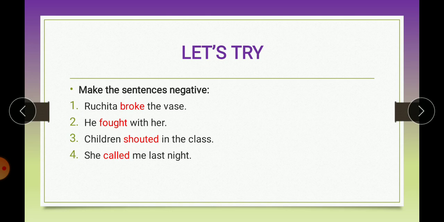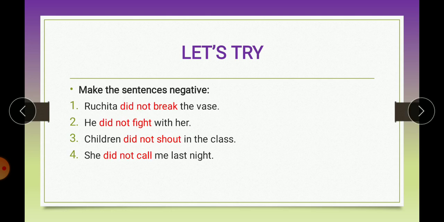Now these are the sentences. Ruchita broke the vase. He fought with her. Children shouted in the class. She called me last night. Now you have to change them into negative. Now see here, broke, fought, shouted, called, they all are in the simple past form, that is the past form of the verb. So when we are changing the sentence of simple past tense into negative, we are using did not with the first form of the verb.